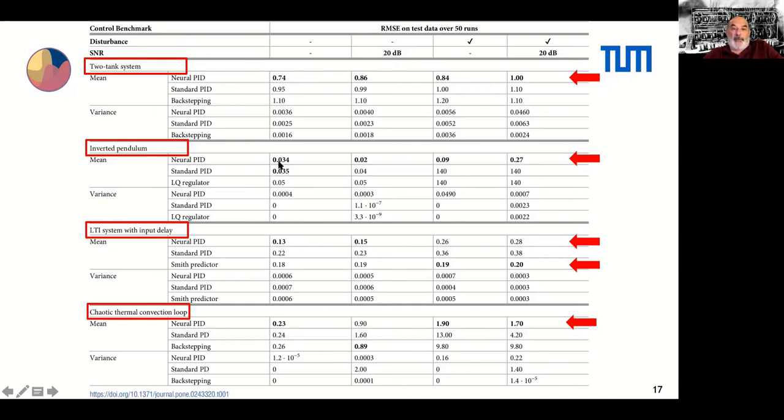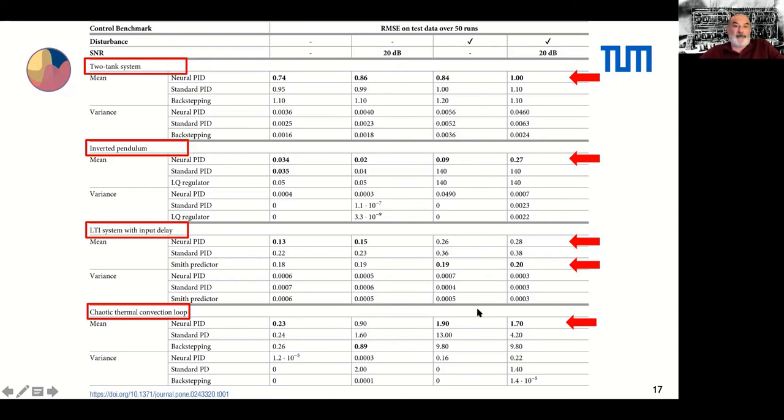Also for the inverted pendulum, we see that the neural PID is doing a better job. And well, the PID is also doing a good job as long as it's not disturbed too heavily. But if the disturbance comes in, you see this big deviation, then the PID is gone, is history, and the neural PID is here. So we see a similar behavior, except here in the case of the LTI system with the delay, another controller, the Smith predictor, is doing a slightly better job than the adaptive controller that I just introduced here.